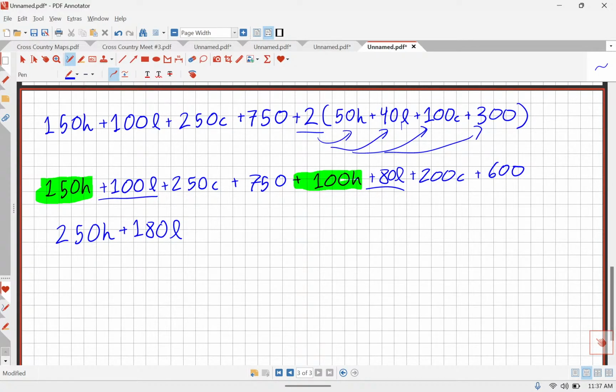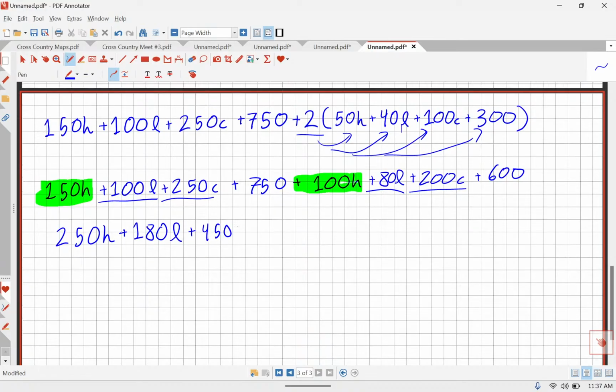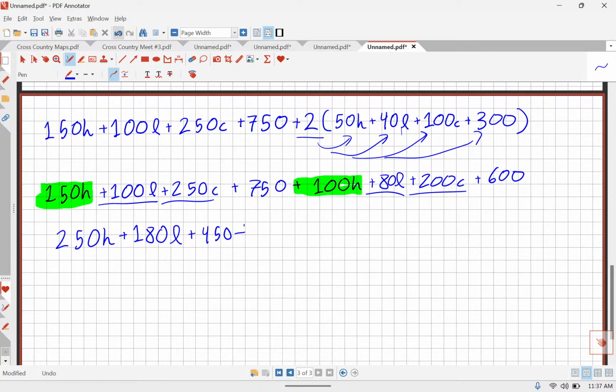If she burns L calories doing a pull-up, she does 100 over that week, and then she does 80 over the mega workout week, then she's good to go. 250 crunches plus 200 crunches is 450 crunches. We don't forget the C. 750 plus 600 is 1,350.